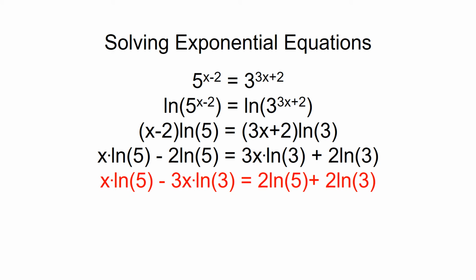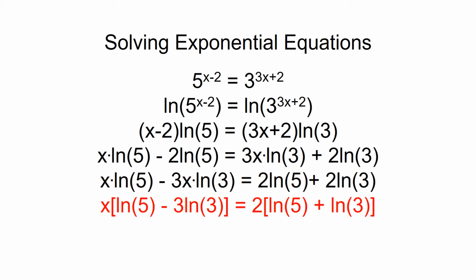Next, we can take all the terms that have x's in them and put them on the left side of the equation, and all the terms that don't have x's in them and put them on the right side of the equation. This allows us to factor out x on the left side. And we see on the right side that 2 is a common factor. We can factor that out.